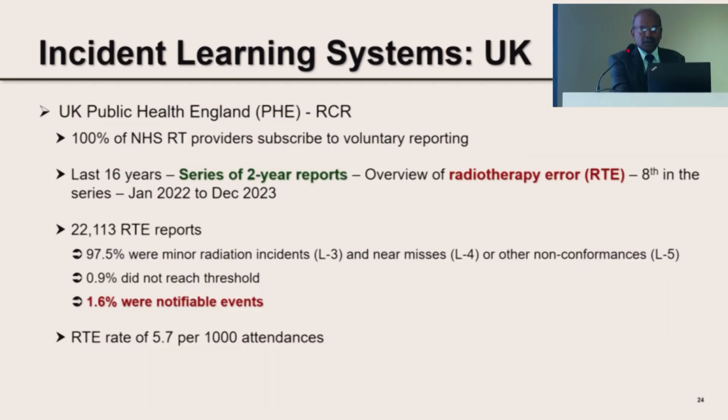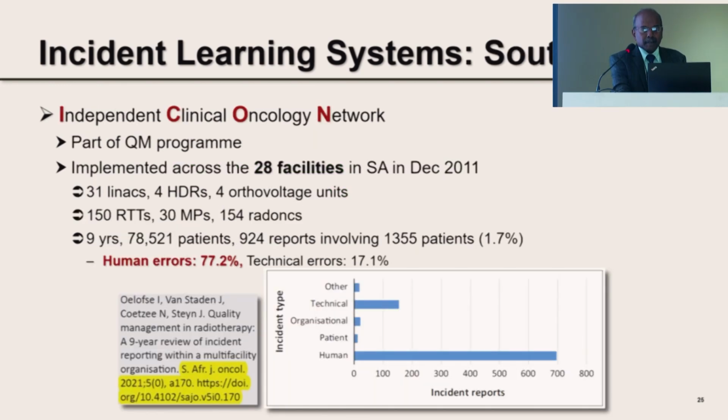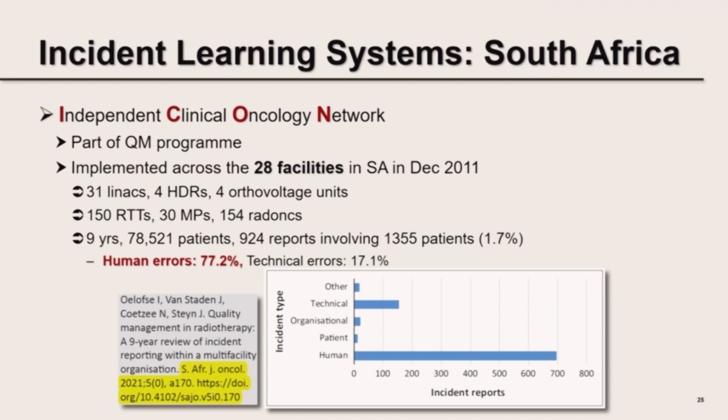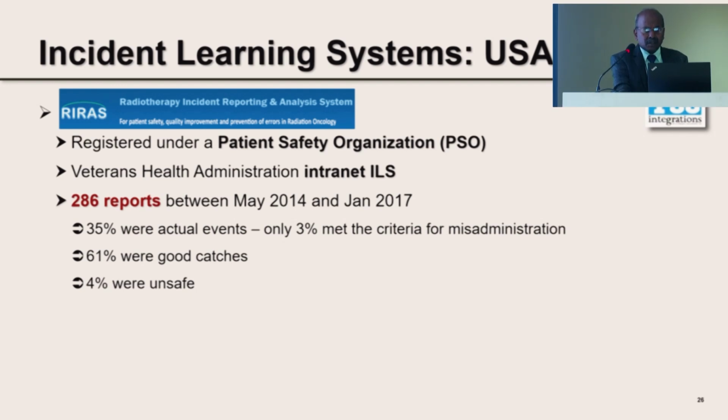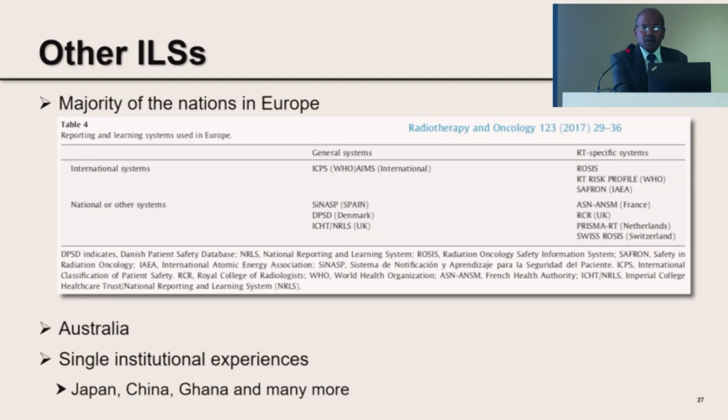In the UK, every 2 years they come out with a report which teaches you many lessons. Also in South Africa, they have ICON, the Independent Clinical Oncology Network, which includes about 28 radiation therapy facilities, and they found that human errors are the most important reason for causing these kinds of errors. In the United States, the Veterans Health Administration has an intranet incident learning system among their centers, I think about 40 centers or so. And there are other incident learning systems all over Europe.